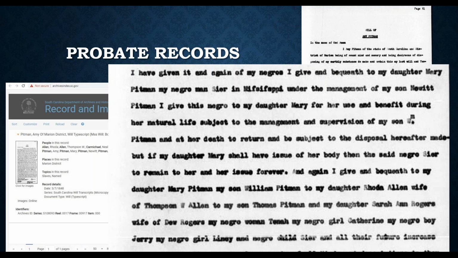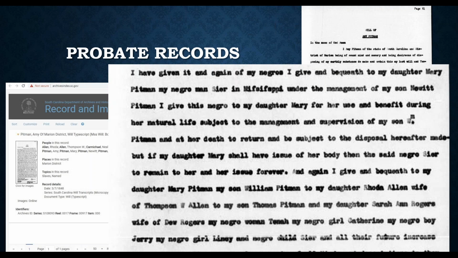Under the management of my son Newitt Pittman, I give this Negro to my daughter Mary for her use and benefit during her natural life, subject to the management and supervision of my son William Pittman, and at her death to return and be subject to the disposal hereafter made. But if my daughter Mary shall have issue of her body, then the said Negro seer to remain with her and her issue forever.